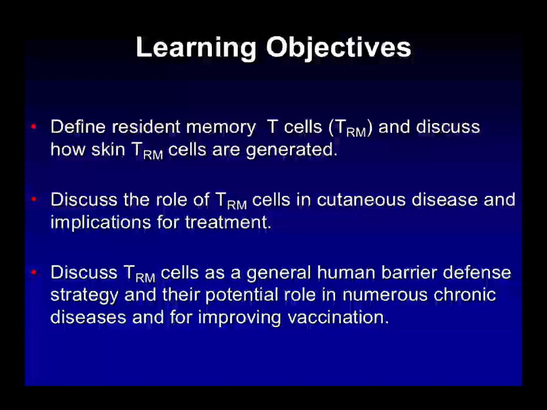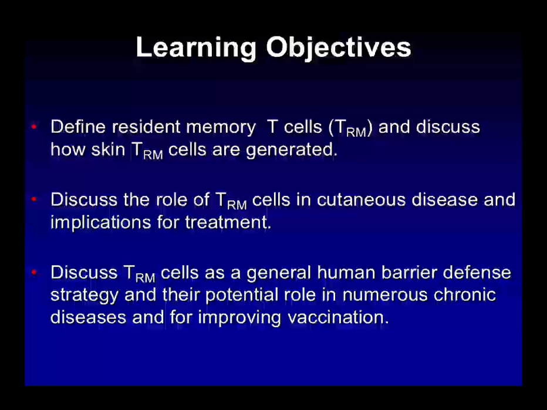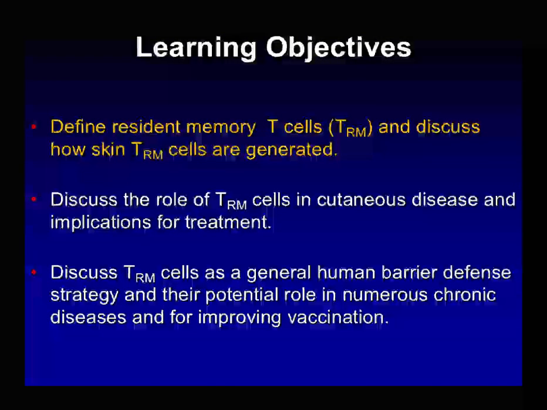The learning objectives for this morning are first to define resident memory T cells and discuss how resident memory T cells in the skin are generated. Then we'll discuss the role of resident memory T cells in cutaneous disease and the implications for treatment. And finally, we'll discuss resident memory T cells as a general human barrier defense strategy and their potential role in numerous chronic diseases, as well as their potential role in improving vaccination.